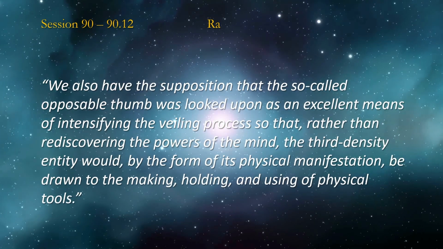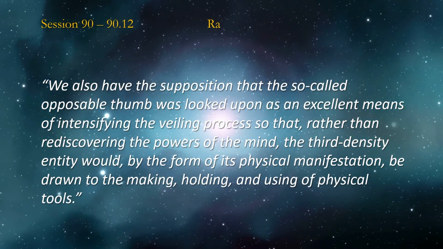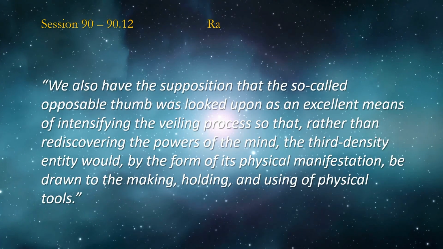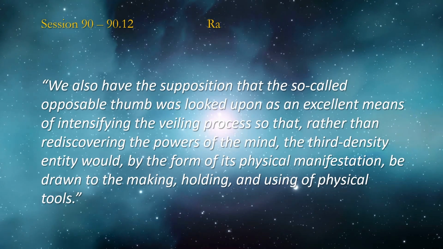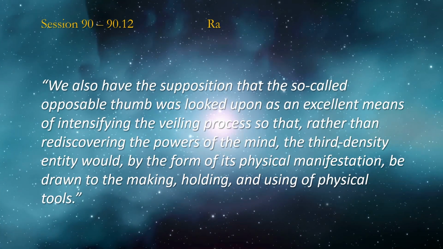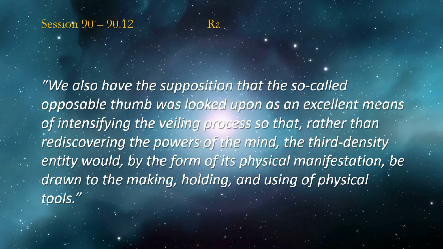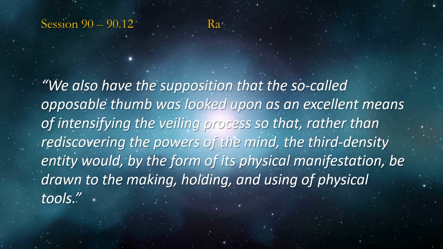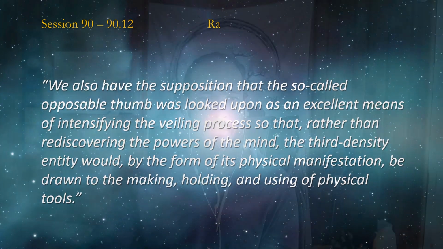So let's continue on, and I'll continue with this analogy as it's appropriate. Ra finishes and says, we also have the supposition that the so-called opposable thumb was looked upon as an excellent means of intensifying the veiling process, so that rather than rediscovering the powers of the mind, the third density entity would, by the form of its physical manifestation, be drawn to the making, holding, and using of physical tools. So once again, instead of using the mind, that's the level of difficulty you see.